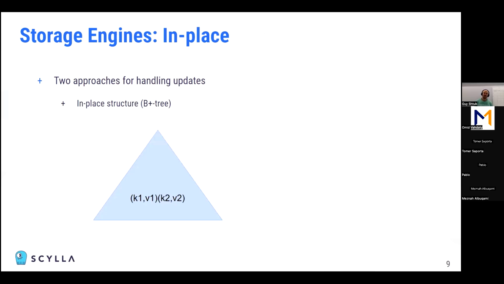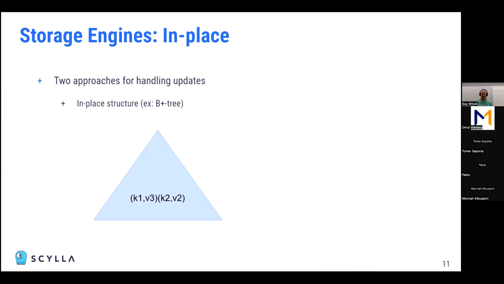The first one is in place. And that means that if we have data and we want to update our data, here you can see an example where we have a key and a value, K1 with the value V1 and K2 with the value V2, and we want to insert a new value for K1. So we would simply overwrite the existing data. So that's in place structure. And an example of a database that's using that is MySQL, but there are many others as well.